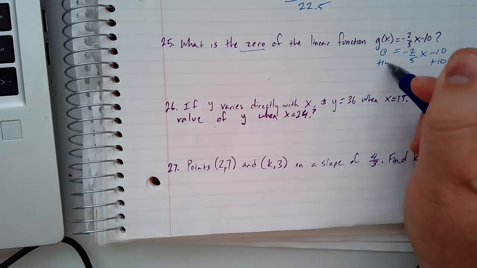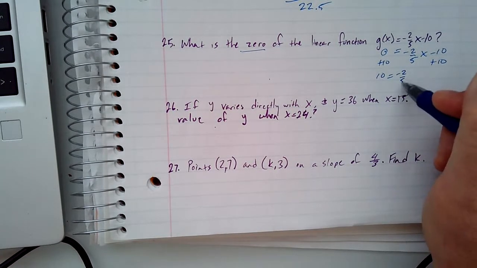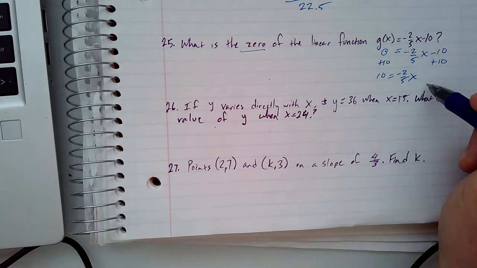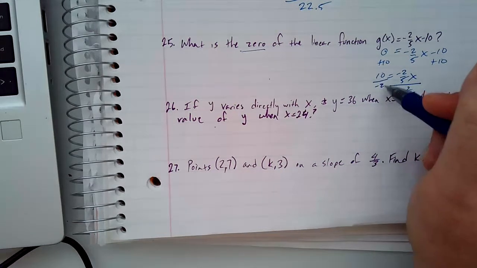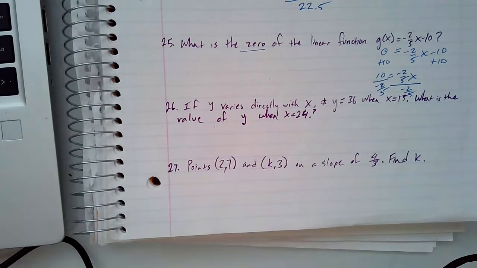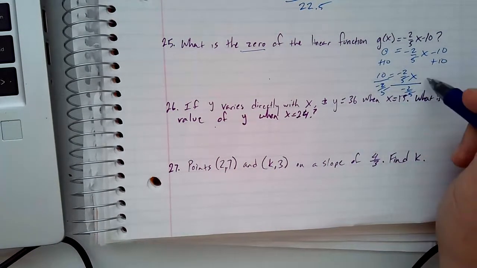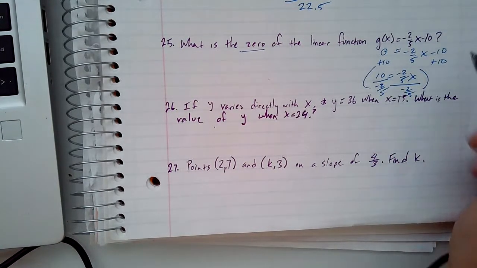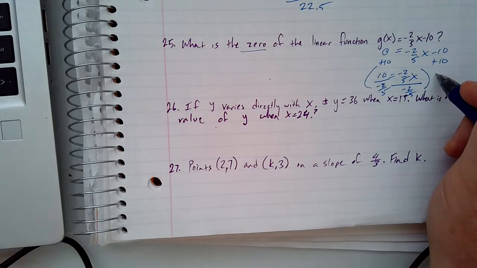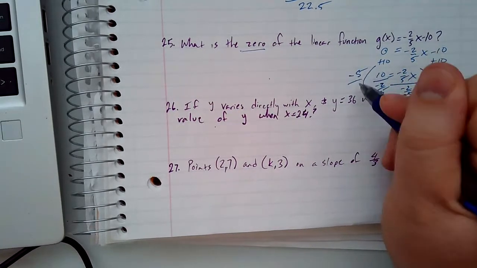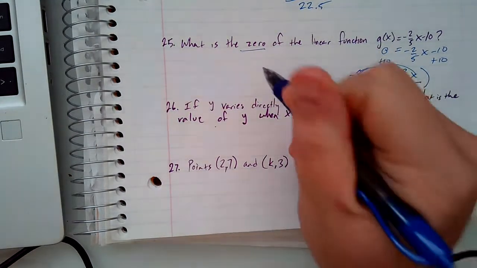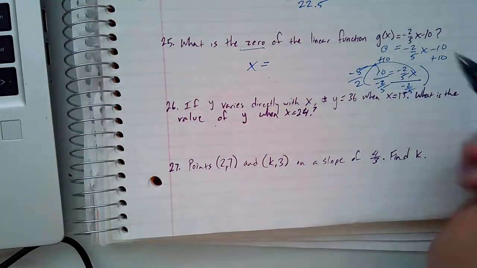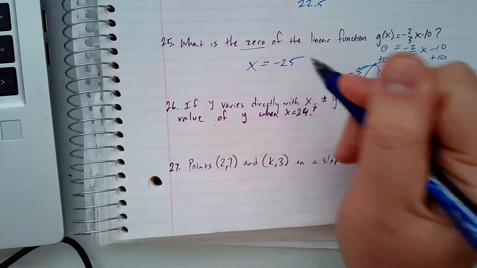Add 10 on both sides. I get 10 is equal to negative 2/5 x. I divide both sides by negative 2/5. And what is 10 divided by negative 2/5? That is negative 5/2. Another way I could have done that is multiply both sides by, what is that? Negative 5/2 to get rid of all that stuff, right? You could have multiplied both sides by negative 5/2, and I get x is equal to negative 25.